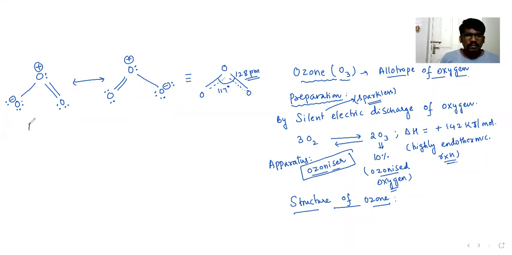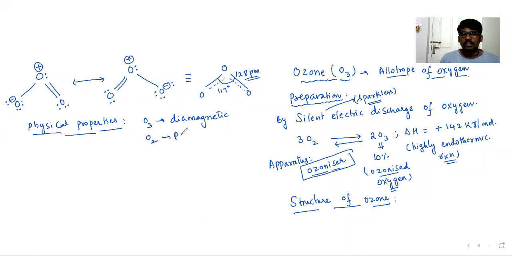Next, if you observe the physical properties of ozone, O3 is diamagnetic, not like oxygen. Oxygen is paramagnetic. Observe the difference. Oxygen is paramagnetic due to the presence of two unpaired electrons in the anti-bonding molecular orbital. But here each oxygen has 6 valence electrons. In O3, 3 into 6, 18. So the remaining 2 electrons will pair up those two unpaired electrons. By that, it becomes diamagnetic.